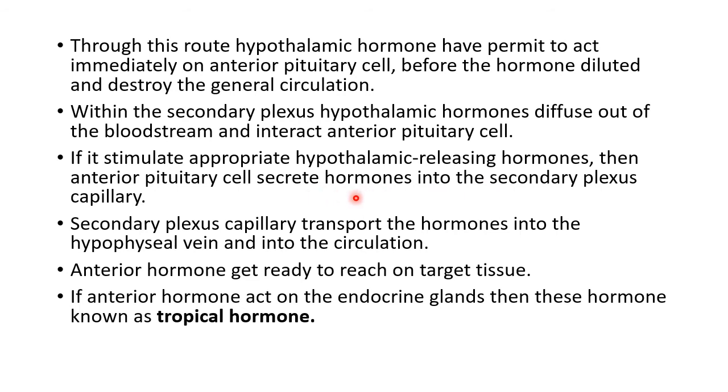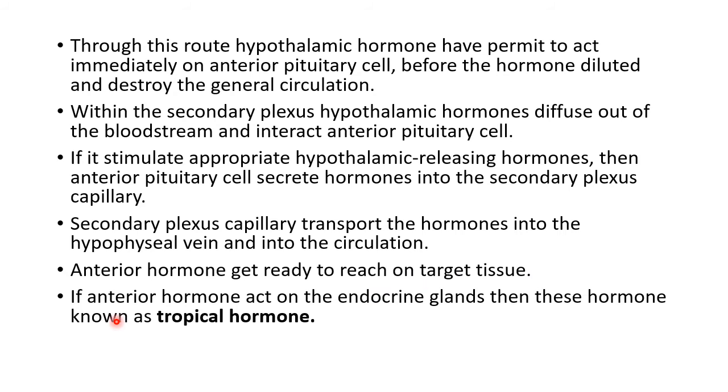to secrete their hormone, then that hormone goes into the secondary plexus capillary. Okay, that hormone goes into the bloodstream. After that, from the capillary, they transport the hormone into the hypophyseal vein, and through that it goes into the circulation. So via circulation they reach their target cells and tissue. Okay, the anterior hormone gets ready to act on its target tissue.